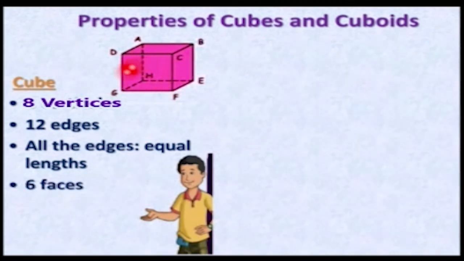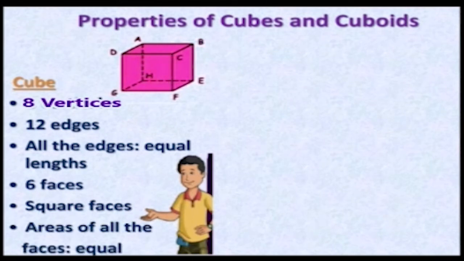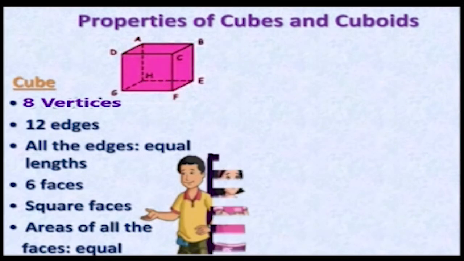6 faces. Here we can see the first face, second face, third face, fourth face, this side is the fifth and the back side is the sixth face, right? And all are square faces. So the areas of all faces are equal. The area of all the faces is equal in a cube, right?